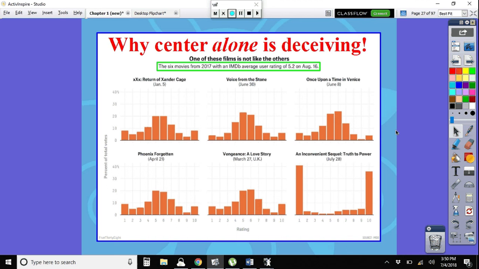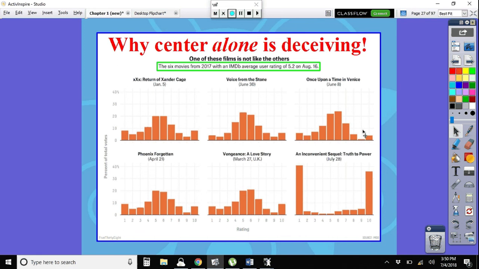So I just want to show you something. Why center alone is deceiving. Most people would think, well, if I know the average of a set of data, well, that should give me all the information I truly need to know about it. And what I want to show you is this. Here are 6 films from 2017 that have an IMDb average user rating of 5.2. So all 6 of these movies have an average, a mean of 5.2. But do they all look alike?